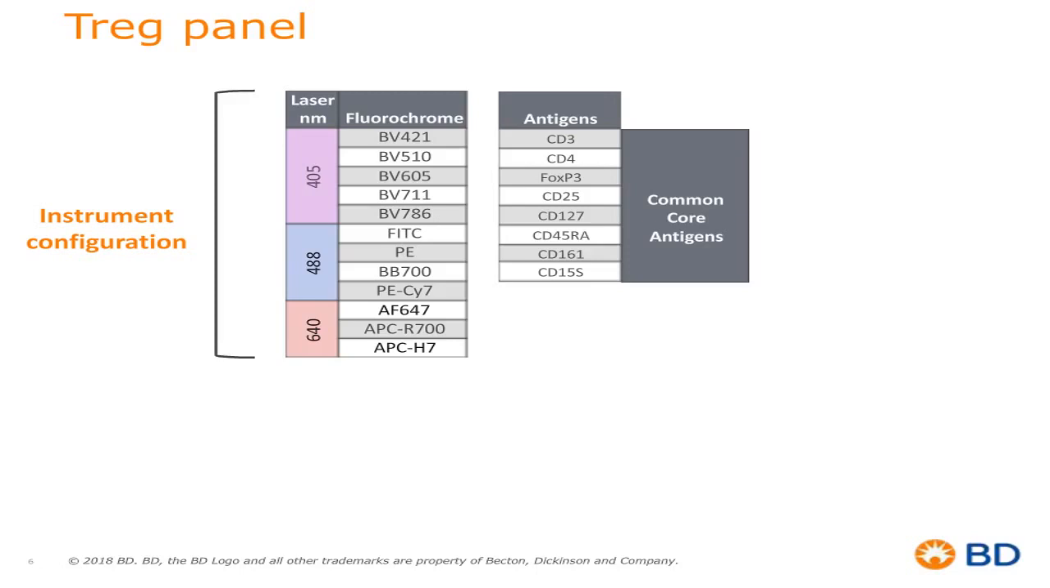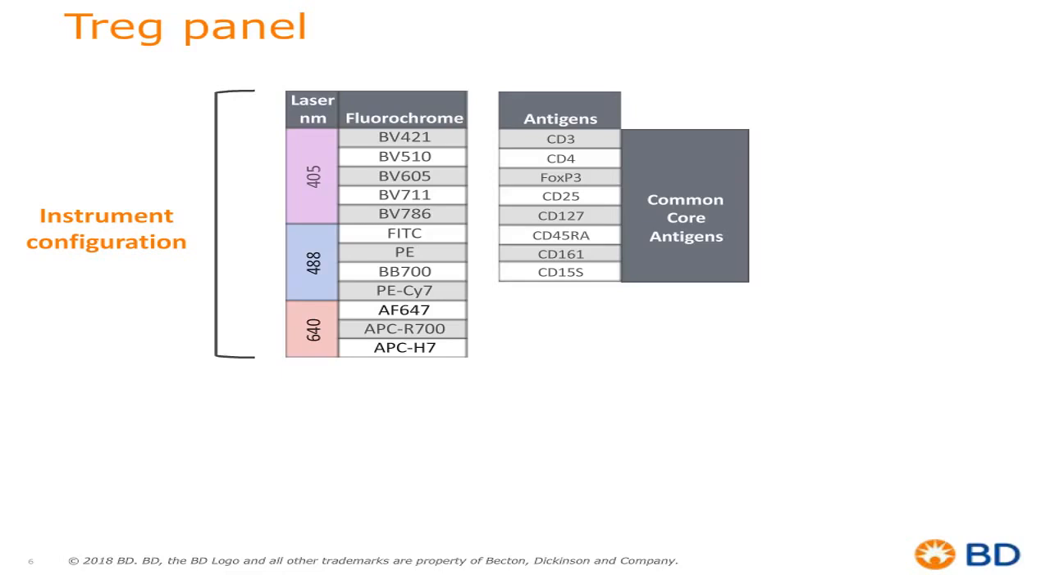Well, for myself, when I look at my common core antigens for my Treg panel, I almost always utilize CD3 to define my T cells, as well as CD4, because as we know, T regulatory cells are CD4 positive. Additionally, there's a transcription factor, FOXP3, that helps identify T regulatory cells, as well as the expression of CD25 and CD127.